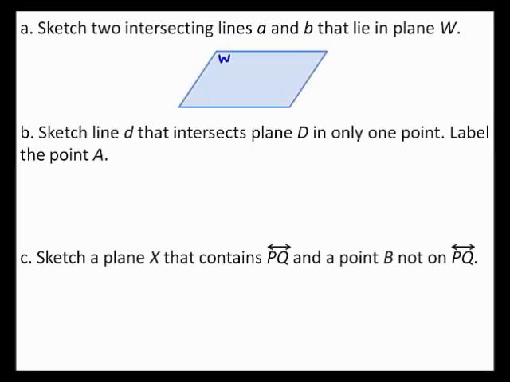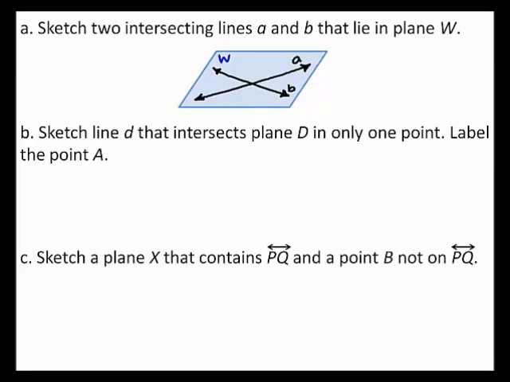Next, draw a line that lies in plane W and label it line A. Finally, draw a second line that lies in plane W and intersects line A. Label this line, line B. This gives you a sketch of 2 intersecting lines, A and B, that lie in plane W.